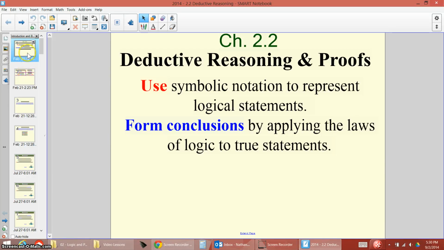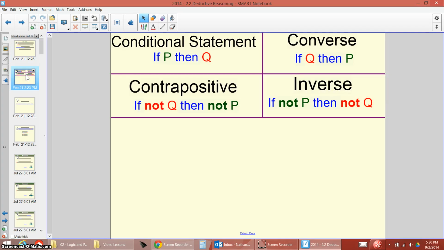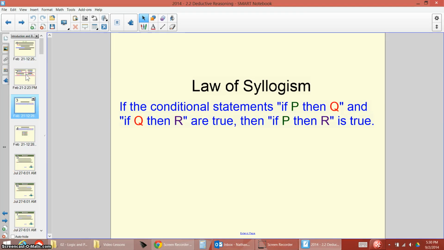2.2, deductive reasoning and proofs. To recap on 2.1, we've got conditional statements, which are if P then Q. The converse, we switch their place: if Q then P. The contrapositive is both a converse and an inverse: if not Q, then not P. And the inverse, if not P, then not Q, simply negating both statements.